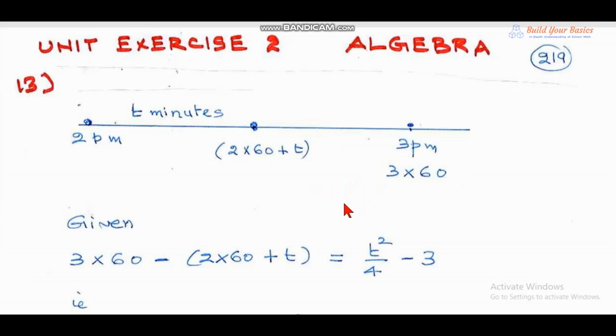So the wording of the problem must be converted into an equation. Let us convert everything in terms of minutes and do the problem. t minutes past 2 p.m., that is after t minutes, what will be the time? Now 2 p.m. is 2 into 60 minutes. After t minutes, 2 into 60 plus t. So many minutes.